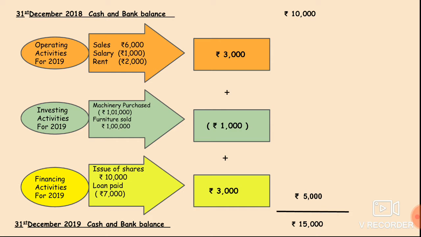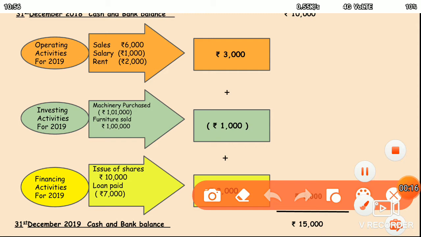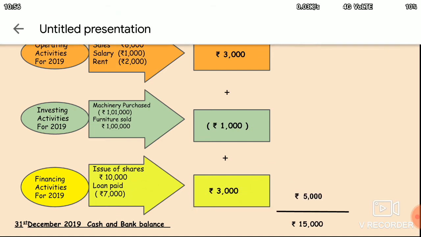Lastly, in our example, let us assume that under financing activities, there is an inflow of cash from issue of shares rupees 10,000 and an outflow of cash of rupees 7,000 for the payment of loan. So the net cash inflow from financing activities in this example is rupees 3,000. I hope it is clear now. It is 3,000.